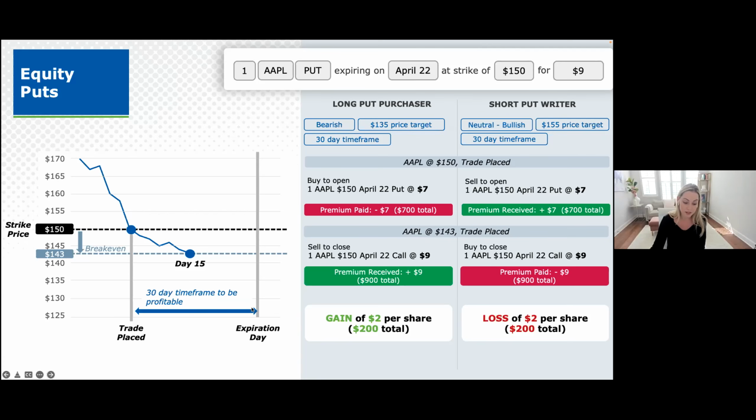So in this case, because it's at the money, right at the break even, I can receive $9 if I sell to close this, and I would pay $9 on the short put side. So there is a gain of $2 here and a loss of $2 on the short put side. And we got right to our break even, but remember, time value is still a component of this trade.